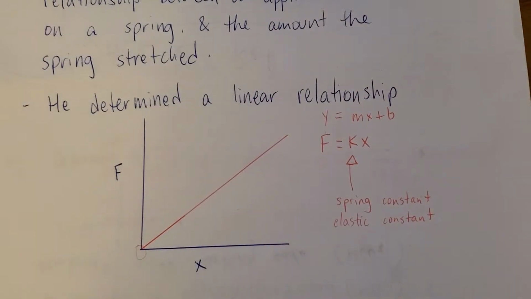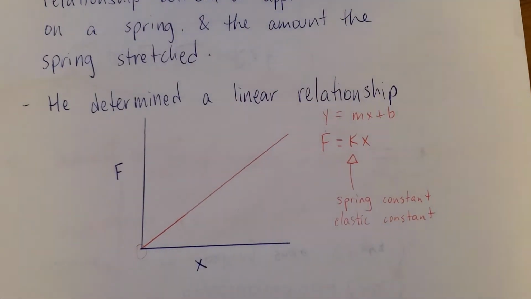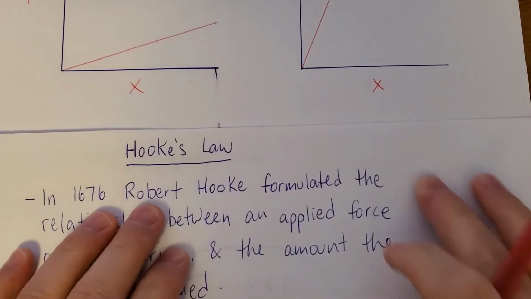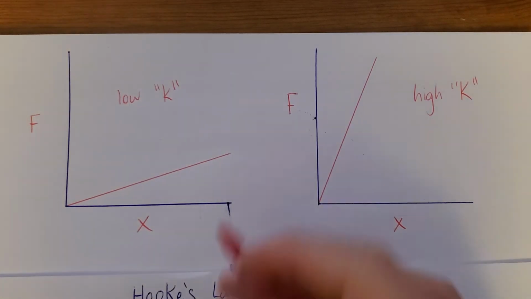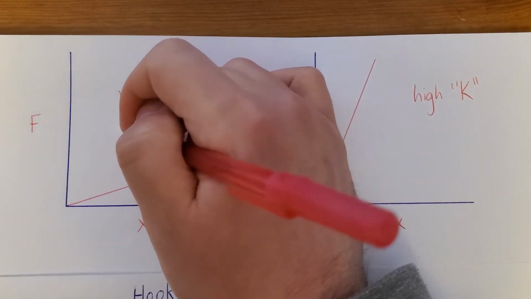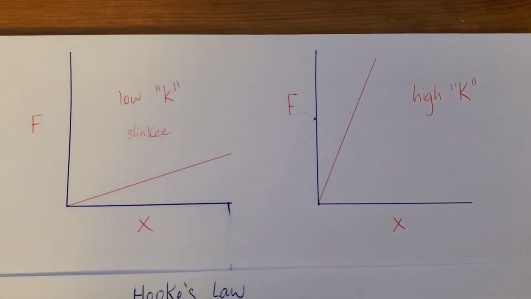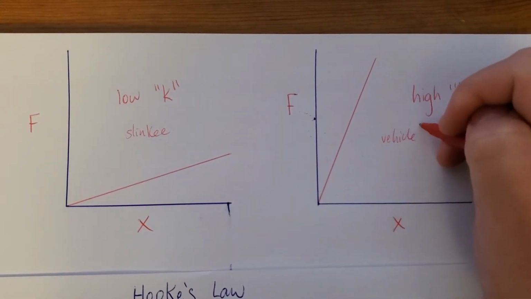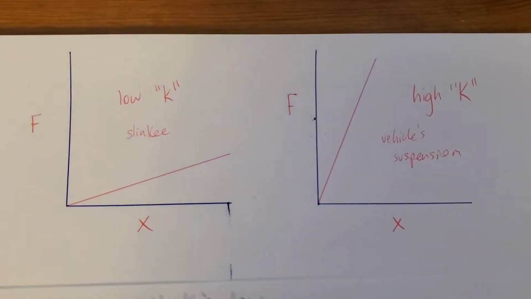A high value of k means it takes a great deal of force to stretch or compress it. A low value of k means it doesn't take much force. So I've kind of contrasted them here. That's what their graphs could look like. A low value of k could be like a little toy spring, or a spring in a toy, or a slinky, say. A high value of k could be in the suspension of your vehicle. I hope that makes a bit of sense.